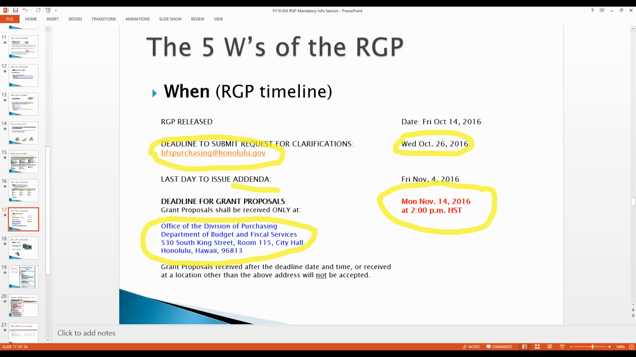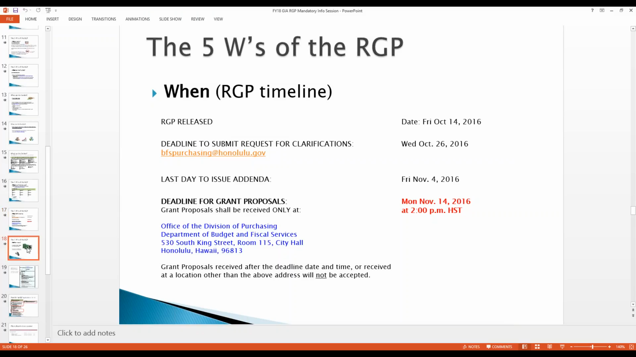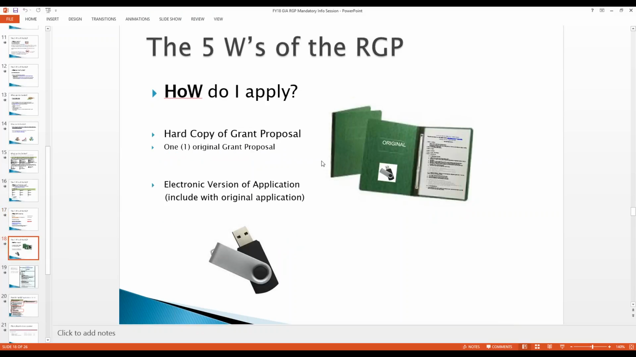I'm going to erase all of this and move on. Okay, next question. How do I apply? This is in terms of the format, what your application should look like. For this, we're going to turn to page 8 of the RGP instructions. But first, let me refer to my slide.